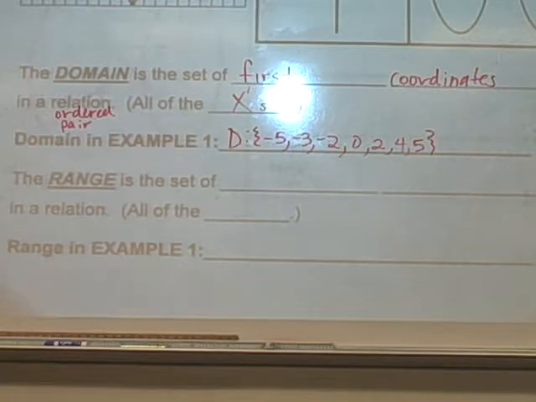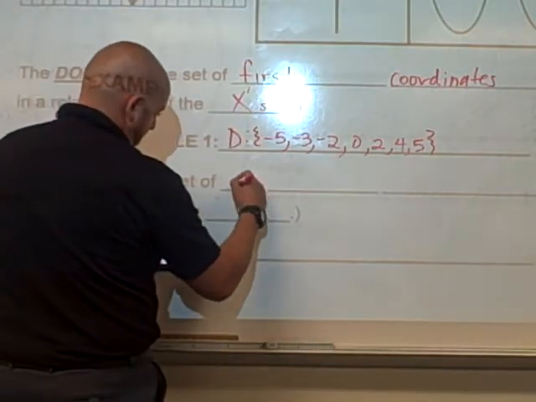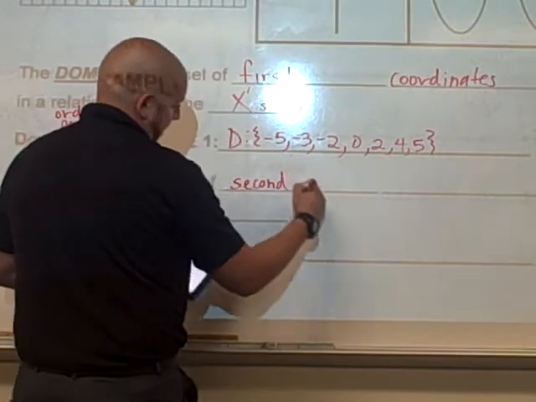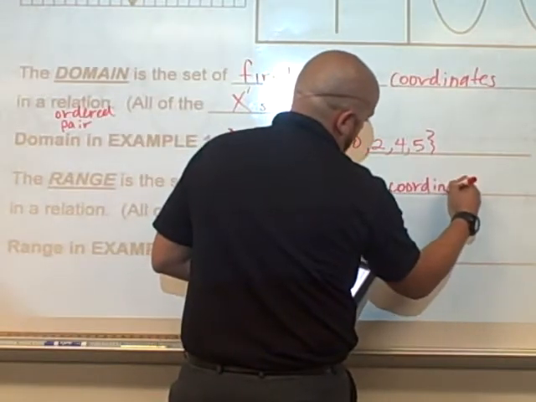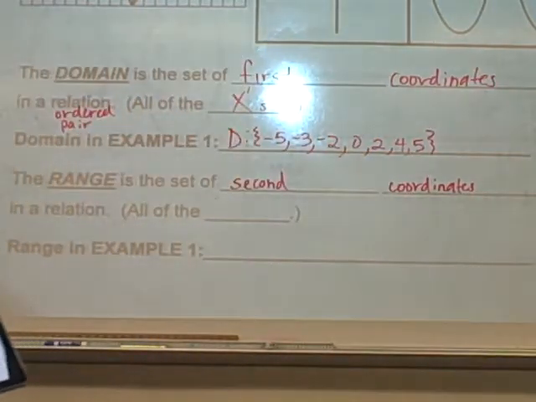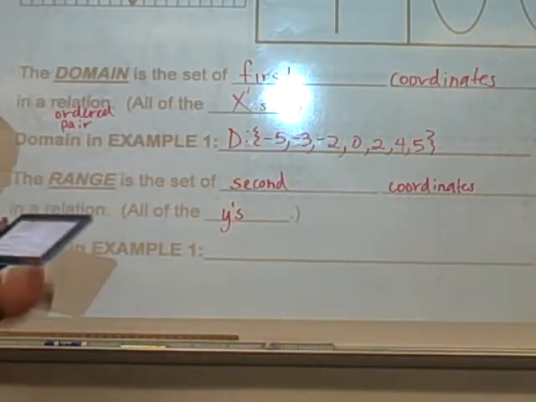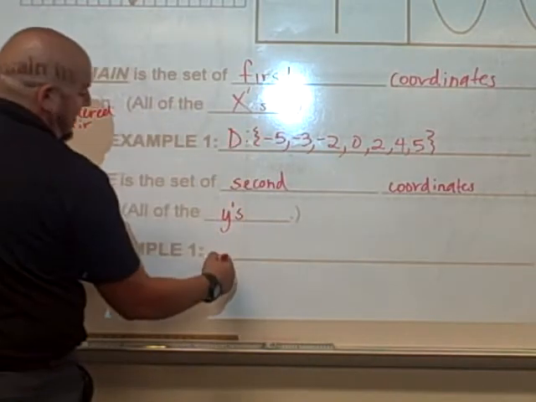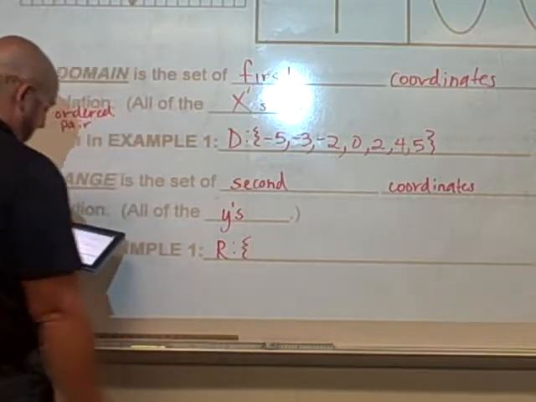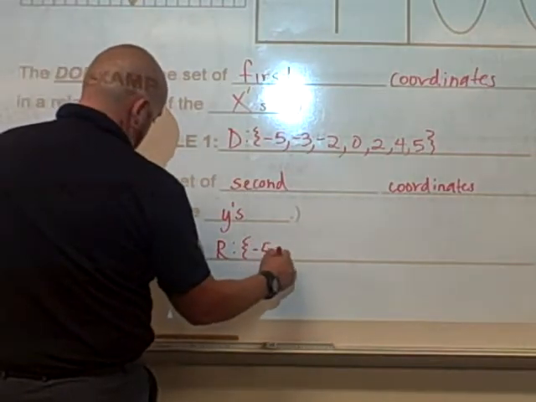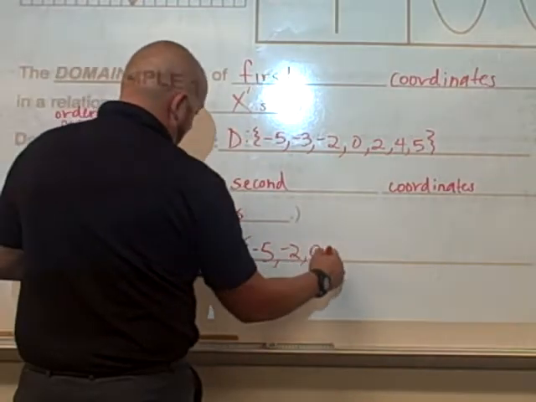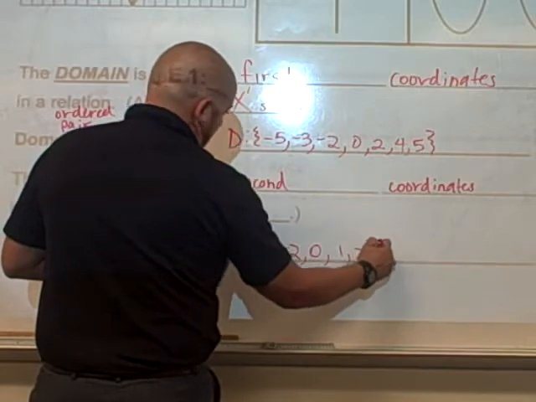So if domain is all your x values, what do you think range is? That's right. Range is the set of the second coordinates in a relation or an ordered pair. And if x is my first coordinate, all the second coordinates are all of the y's. So that's all my y values. I would write range almost like domain, except instead of D, I'm going to write R, dot, dot, bracket, -5, -2, 0, 1, 2, 6.